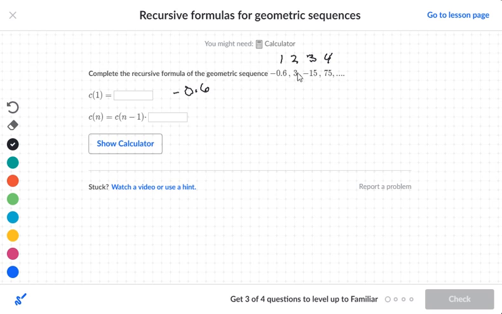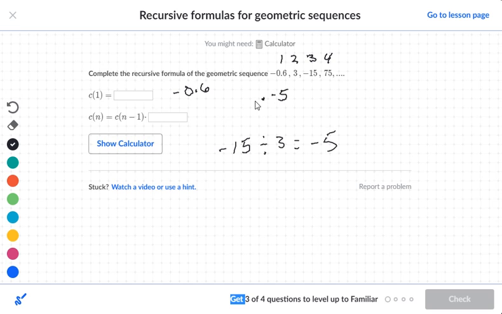Looking at this, the 3 to the negative 15 would actually be the easiest one to see, because you could simply take the negative 15 and divide it by the 3, and you would get a negative 5. So the rule would be times a negative 5. We want to multiply each one by a negative 5 to get the next term. Well, let's see if that works.